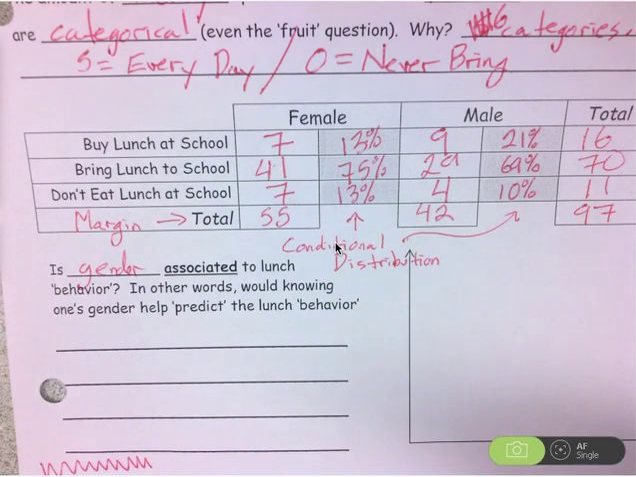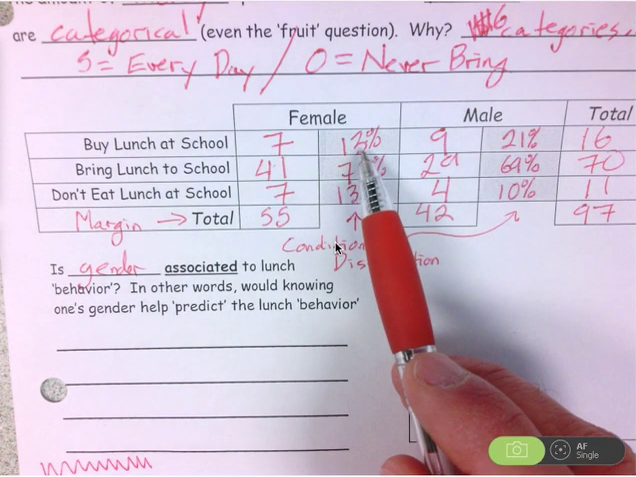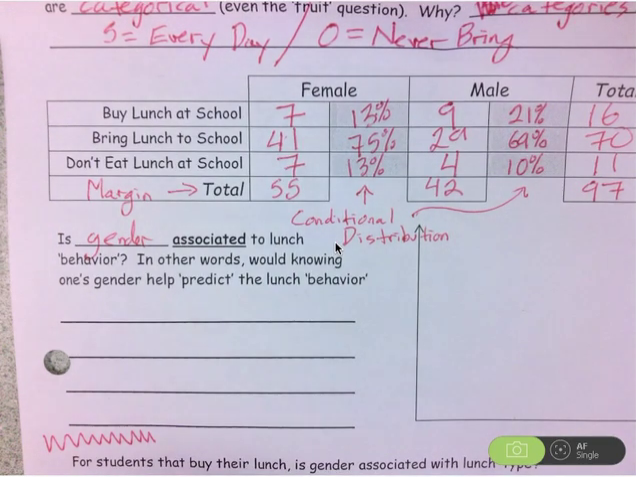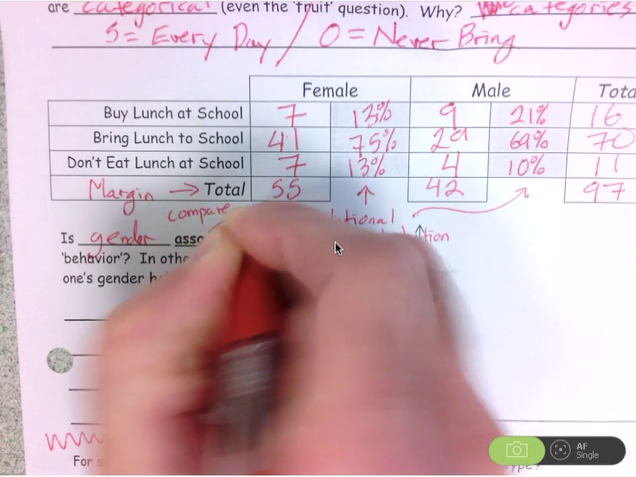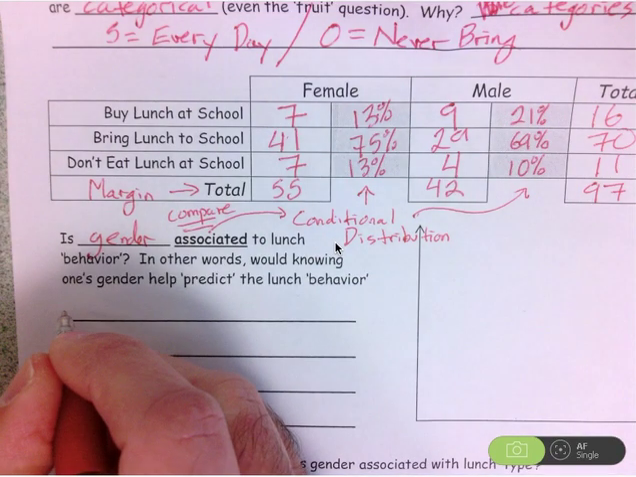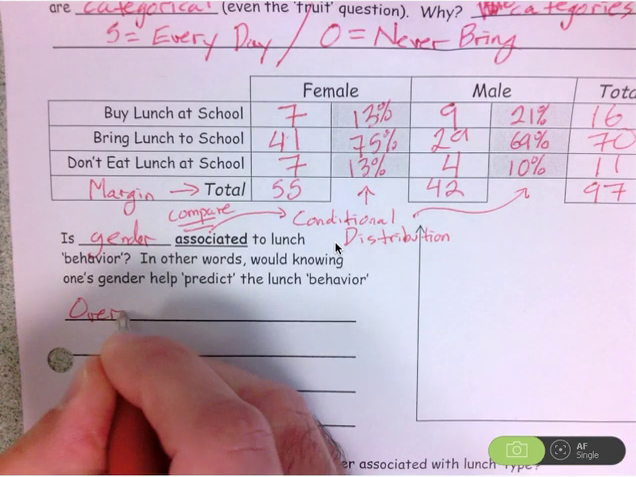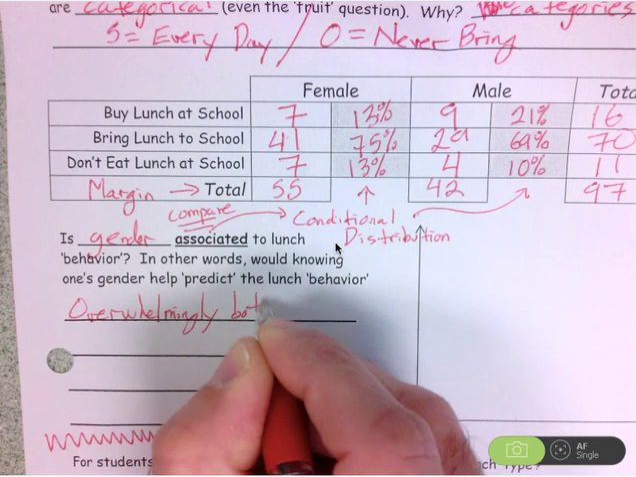The only place where I see the percentages even differing a little bit is regarding the buyers. 21% of males buy, whereas it looks like about 13% of females buy. So when we talk about an association, literally what we want to do is compare the conditional distributions. So these are what we are comparing. Compare those conditional distributions. So if I were to write this, I would say overwhelmingly, both genders prefer to bring.